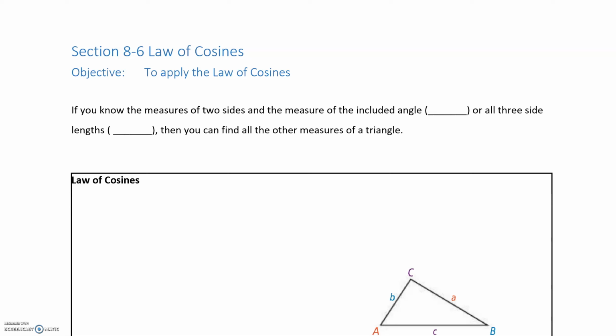Okay, so our last section of this chapter, we're going to learn about the law of cosines. Just like last section where we only worked with sine, today we're only working with cosine. If we know the measures of two sides and the measure of an included angle, so when we're working with SAS, or we know all three side lengths, which means we're working with SSS, then we can find all the other measures of a triangle.